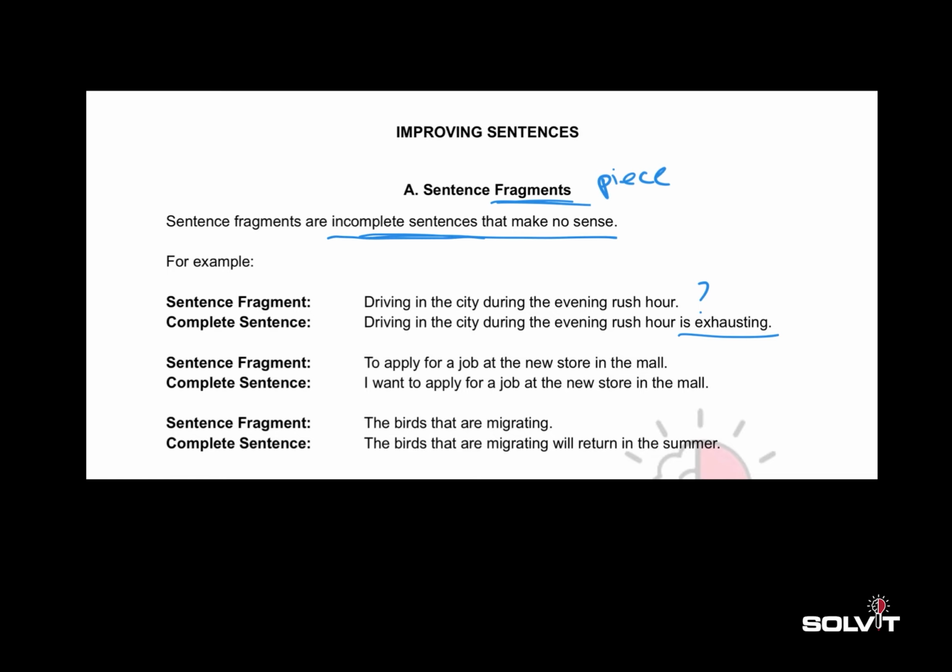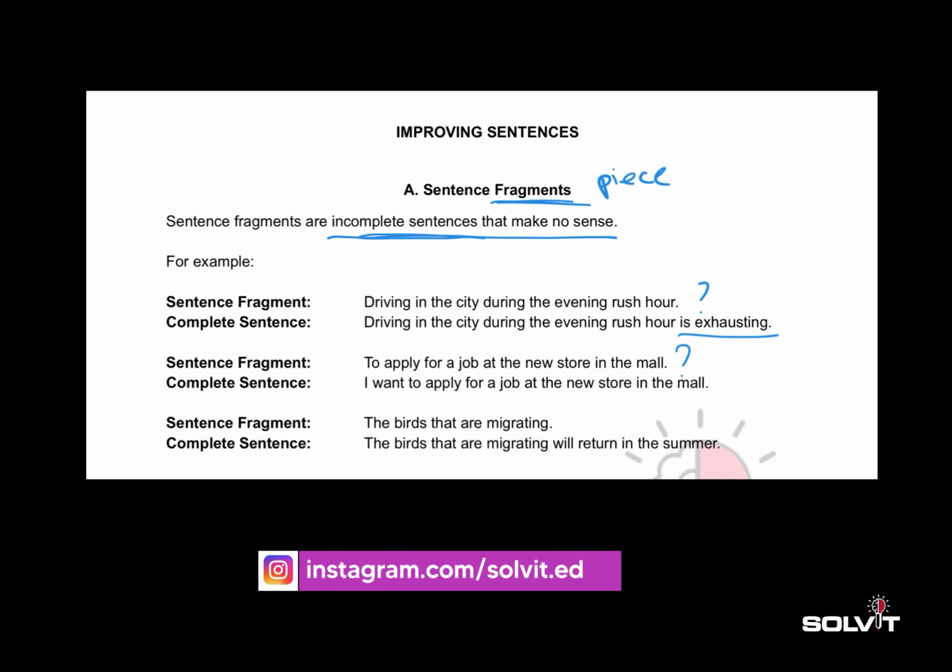To apply for a job at the new store in the mall. Again, this sentence has no meaning, it's incomplete. There's a question mark in your head when you read this. You're like, what's happening in this sentence? What about it? Right? But a complete sentence would look like: I want to apply for a job at the new store in the mall. Okay, so this is a complete sentence, it's a complete thought, it makes sense on its own, and it has a meaning.